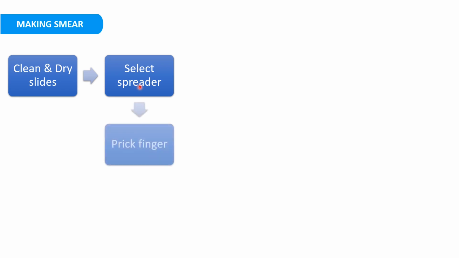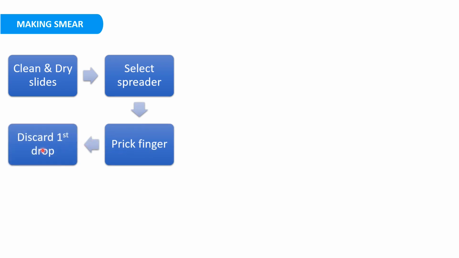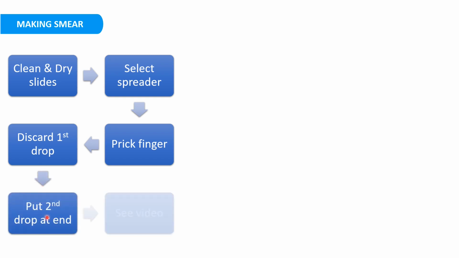So you have to take one slide whose edge is thin and smooth, then only that spreader slide is the perfect one. Then we have to prick the finger. Naturally the non-dominant hand, ring finger, should be used for pricking the finger. Then you have to discard the first drop because there is tissue fluid in the first drop that may dilute the WBC count. So that is why we discard the first drop, allow the second drop to be formed. So when the second drop is formed, then we have to prepare the peripheral smear.